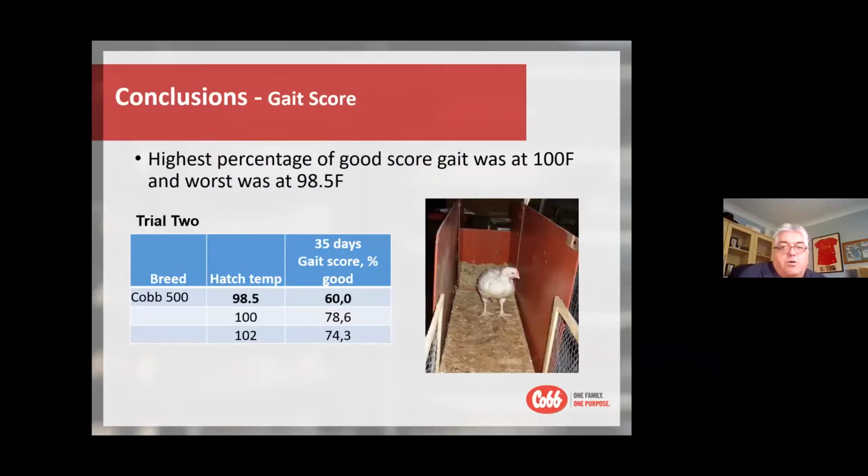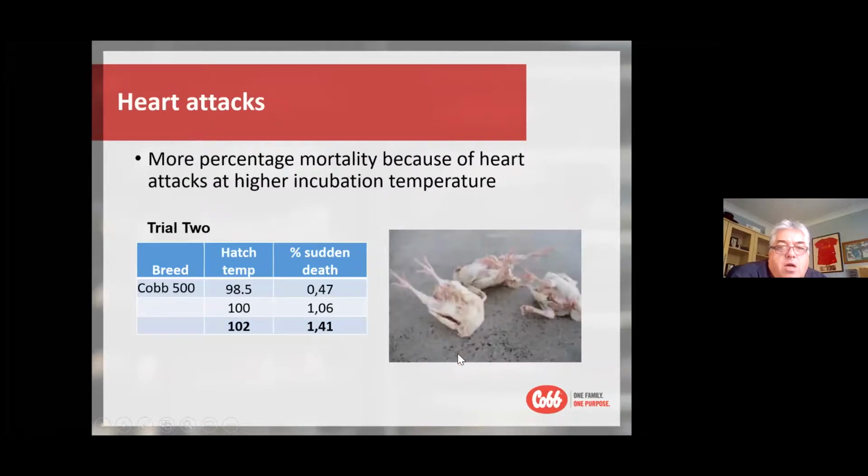We also monitored gait score, so the way these birds were walking, and you saw that at 35 days we measured the birds, and the low temperature was the most negative for gait score on these trials. Heart attacks, as you'd expect, we saw the heart size impeded, that the high temperature gave us the most mortality as well.